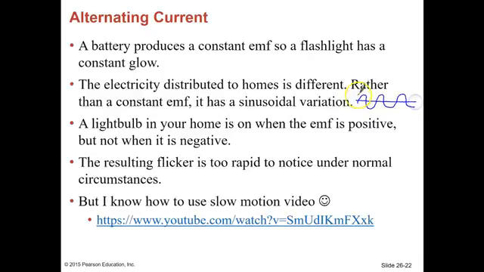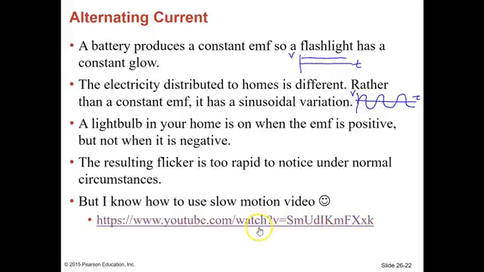So if I was plotting potential versus time or EMF versus time, you would see this. And on a flashlight, you would see this. You would just see a straight line straight across. So that would be potential difference versus time. A light bulb in your home is on when the EMF is positive, but not on when it's negative. So it actually flickers on and off, and that flicker is pretty rapid. It happens at a rate of 60 hertz.